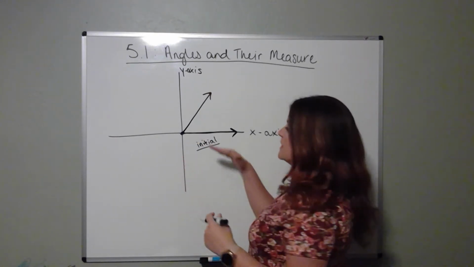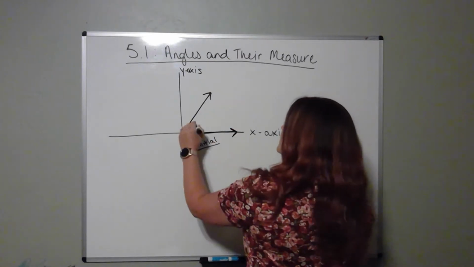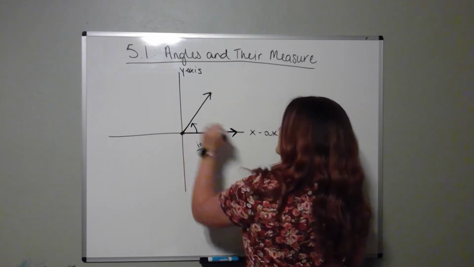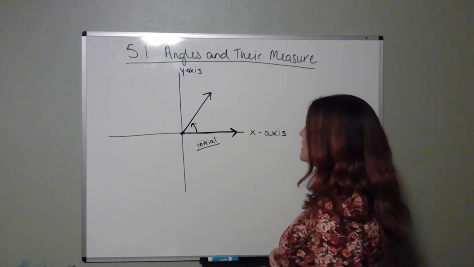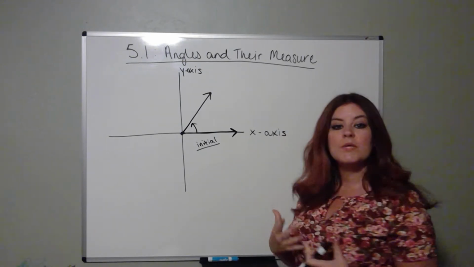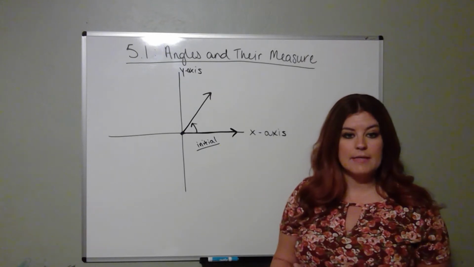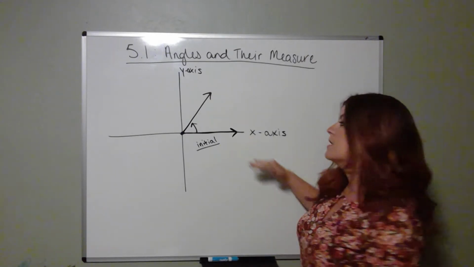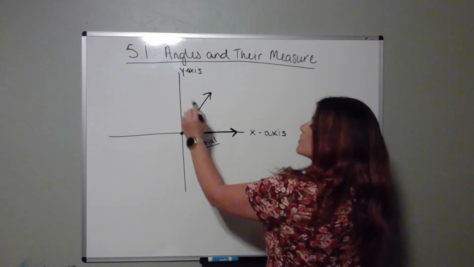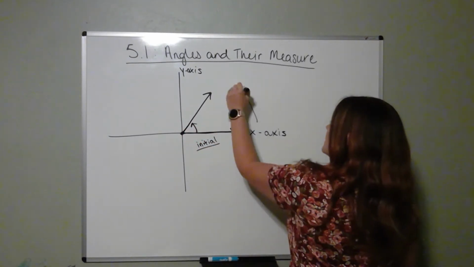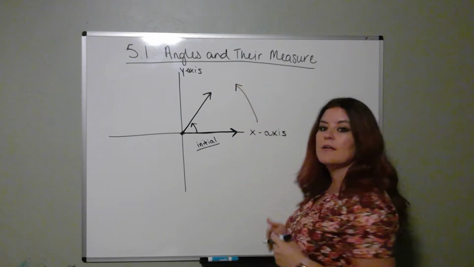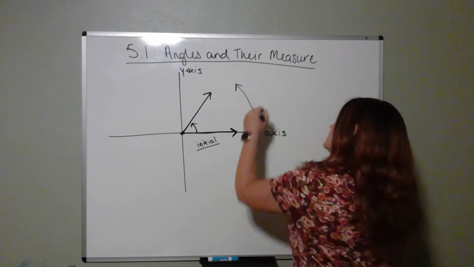The angle isn't either side, right? The angle is the rotation that happened from initial to terminal. So when we measure this, guys, we do need to know which way we're rotating. So if you're in standard position, and notice I rotated counterclockwise to get up to this terminal side, anytime you're rotating counterclockwise, your angle measure is going to be positive.